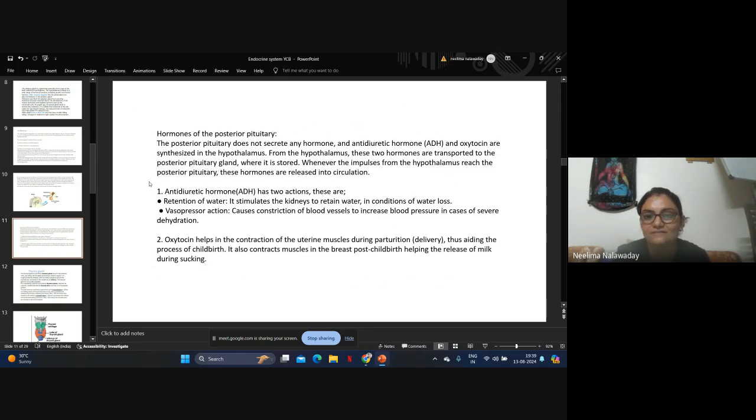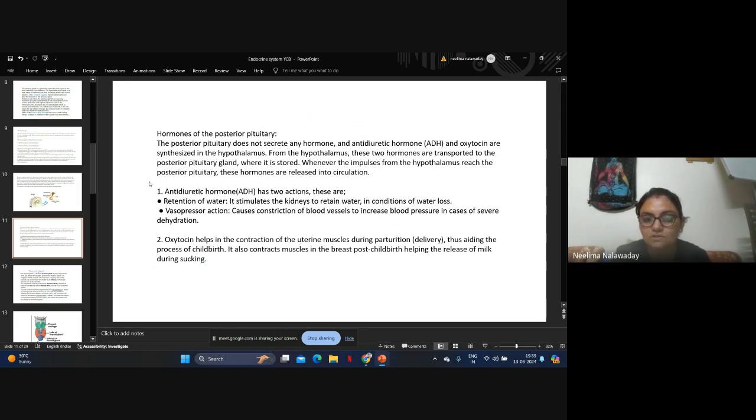Hormones of the posterior pituitary are antidiuretic hormone, also called ADH, and oxytocin. Antidiuretic hormone is responsible for retention of water. It stimulates the kidneys to retain water in conditions of water loss. Its vasopressor action causes constriction of blood vessels to increase blood pressure in case of severe dehydration. So it is related to kidney functions, reabsorption.